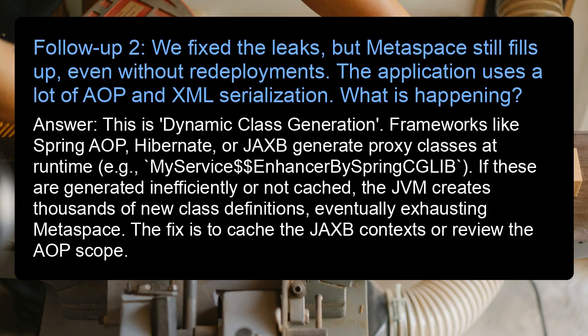Follow-up 2. We fixed the leaks, but metaspace still fills up, even without redeployments. The application uses a lot of AOP and XML serialization. What is happening? Answer: this is dynamic class generation. Frameworks like Spring AOP, Hibernate, or JAXB generate proxy classes at runtime, for example, MyService$$EnhancerBySpringCGLIB. If these are generated inefficiently or not cached, the JVM creates thousands of new class definitions, eventually exhausting metaspace. The fix is to cache the JAXB contexts or review the AOP scope.